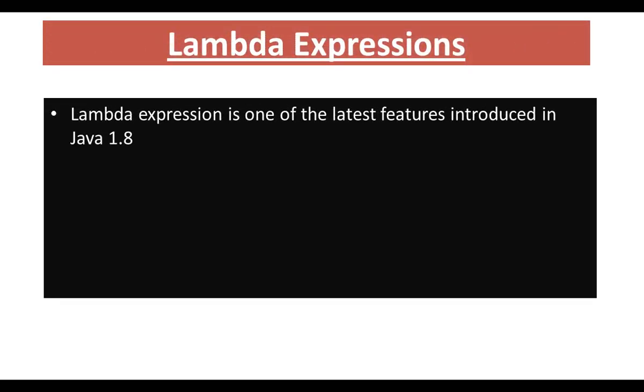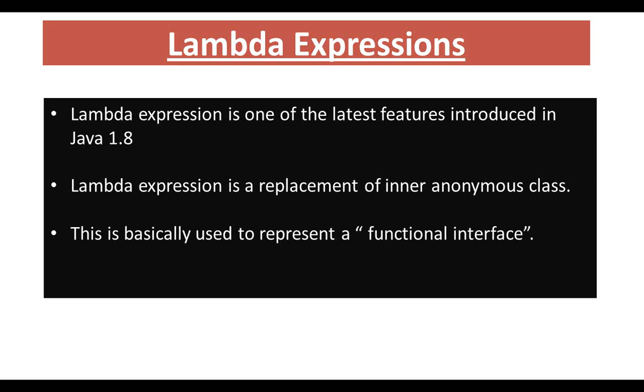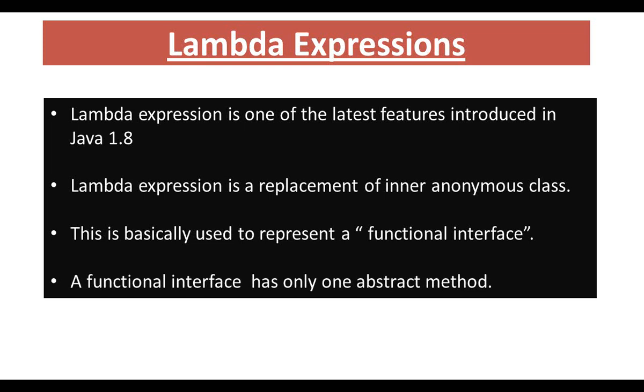So let us revise the things. Lambda expression is one of the latest features introduced in Java 1.8. Then Lambda expression is a replacement of inner anonymous class. This is basically used to represent a functional interface. As I have told you earlier, a functional interface is an interface which has only one method. As you know, almost all the methods in an interface happen to be abstract methods. That means they will have to be implemented by all the classes which will implement that interface.